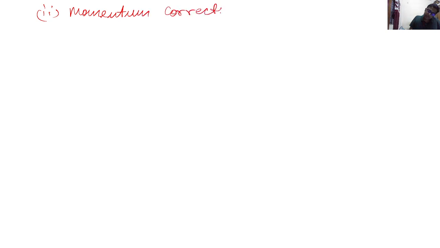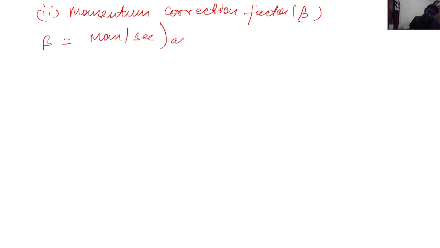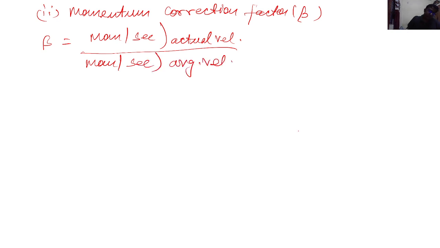Momentum correction factor, or beta. Beta is the momentum per second with respect to the actual velocity divided by the momentum per second with respect to the average velocity. So the expression which we derived was like this, where small u is the actual velocity and u bar is the average velocity.